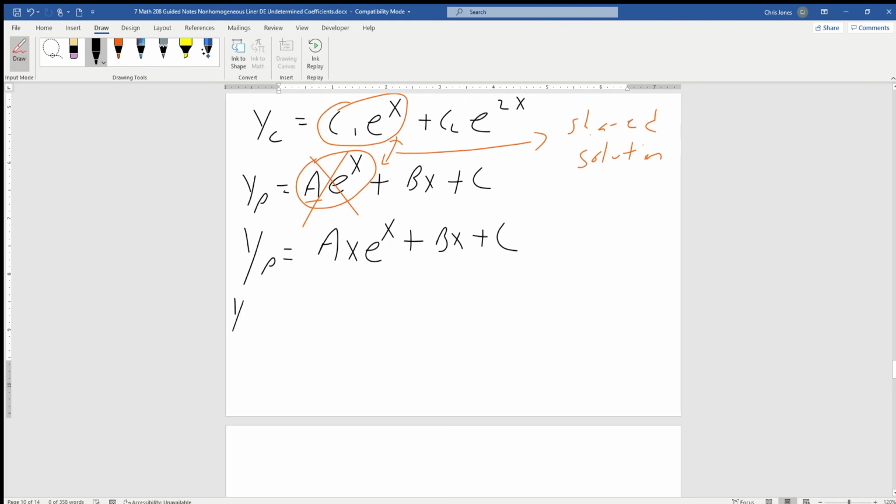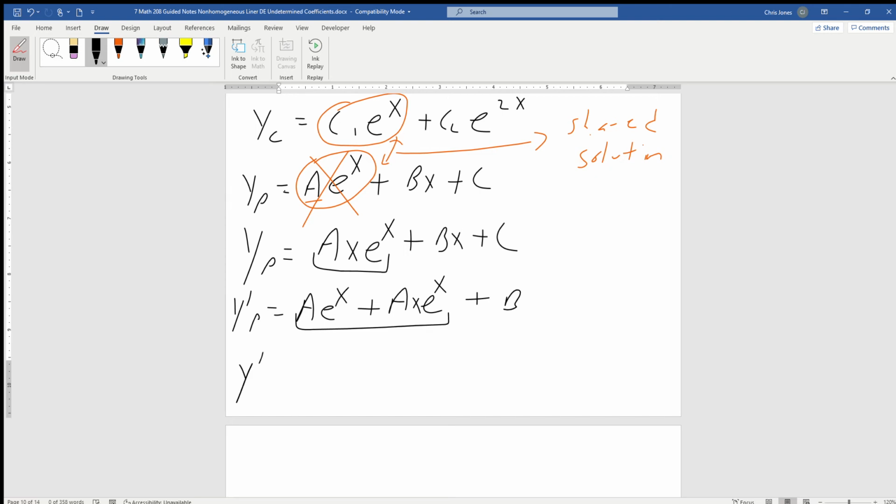Y prime of p. All right, so we're going to use our product rule. Derivative of x is 1, so we have a e to the x. Derivative of e to the x is e to the x. All right, so this is our derivative that we just got. Derivative of bx is b, derivative of c is 0.